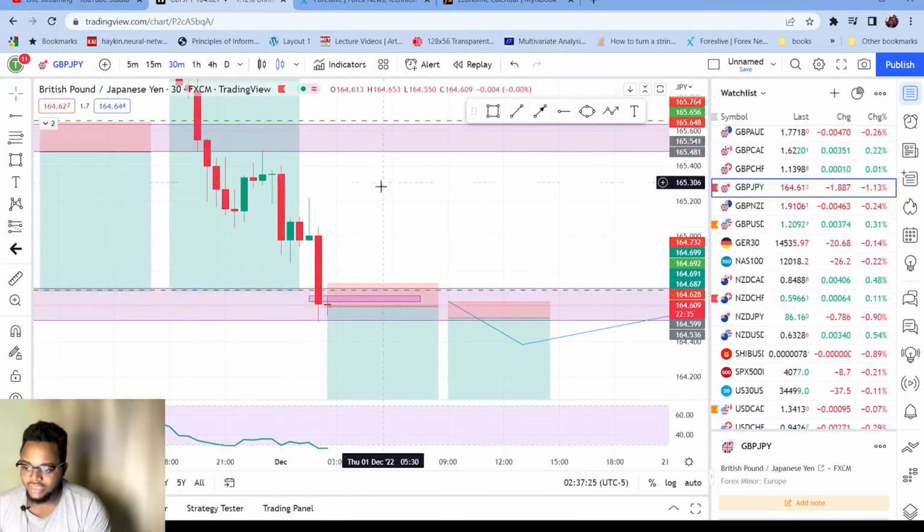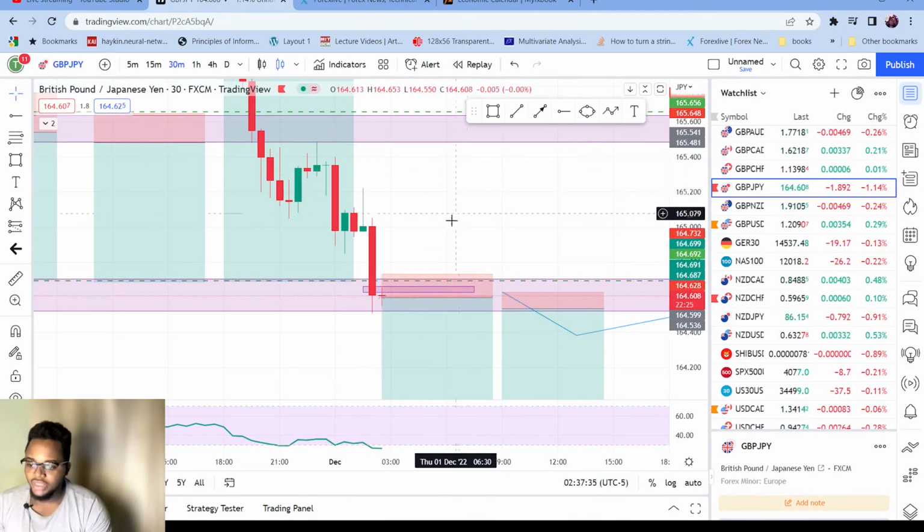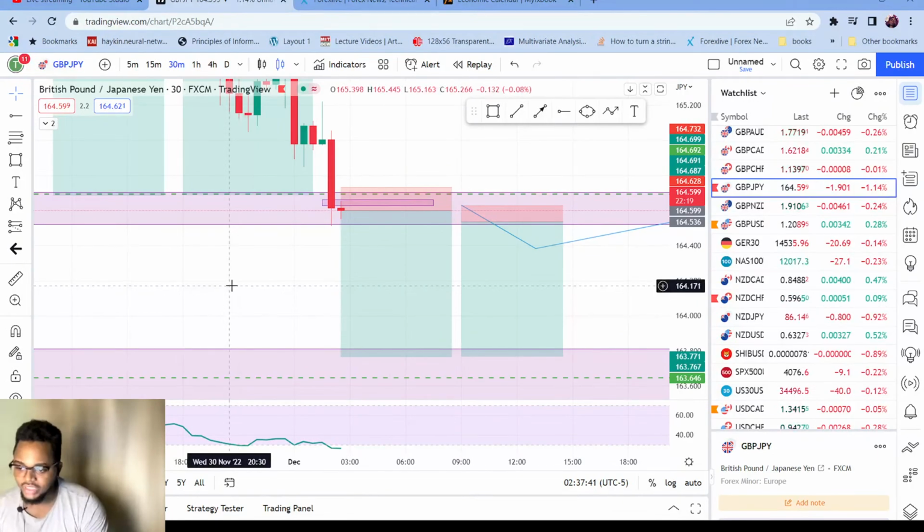Now, other than that, if price does push higher up and it closes up in this zone here, then we may target back into this area at that point. But I wouldn't be too hasty to enter the buys in this particular case.